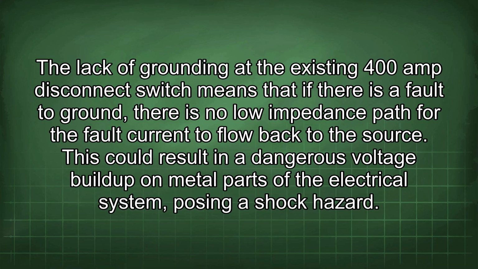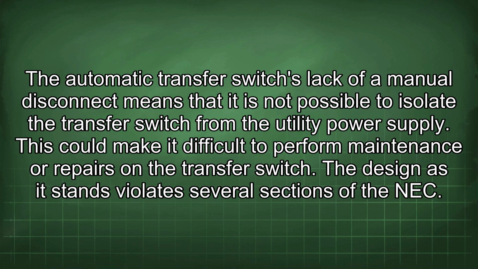The lack of grounding at the existing 400 amp disconnect switch means that if there is a fault to ground, there is no low impedance path for the fault current to flow back to the source. This could result in a dangerous voltage buildup on metal parts of the electrical system, posing a shock hazard. The automatic transfer switch's lack of a manual disconnect means that it is not possible to isolate the transfer switch from the utility power supply. This could make it difficult to perform maintenance or repairs on the transfer switch.